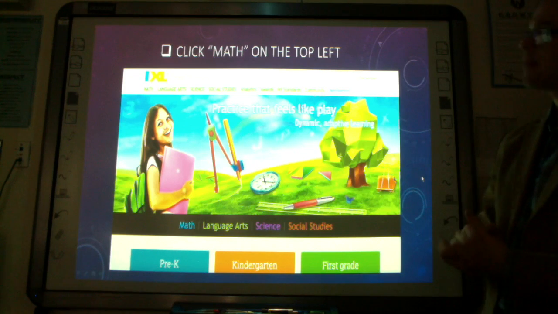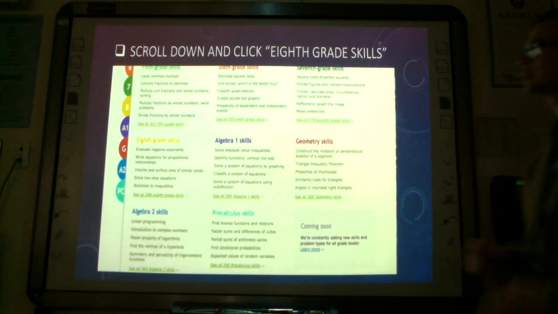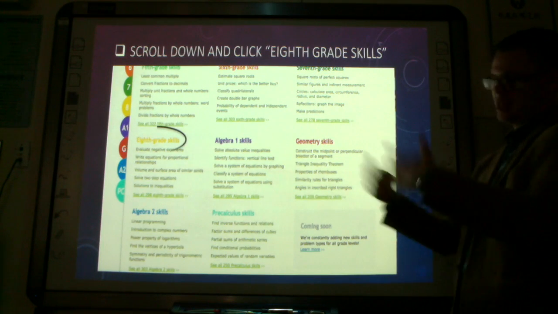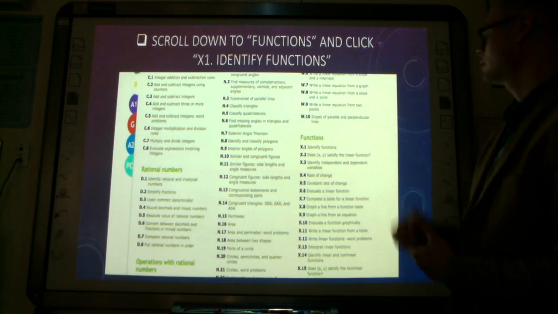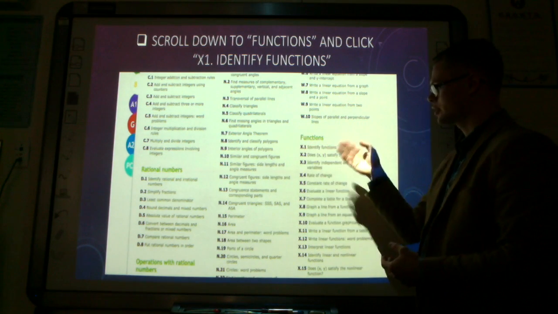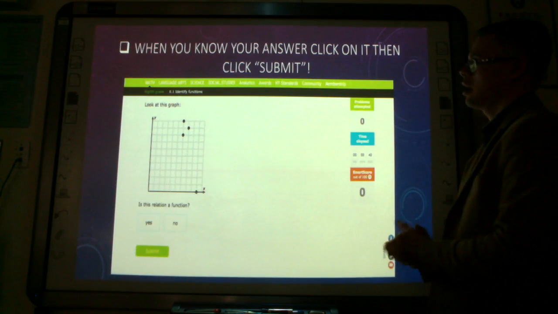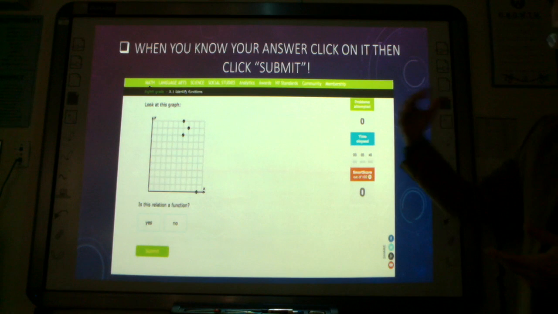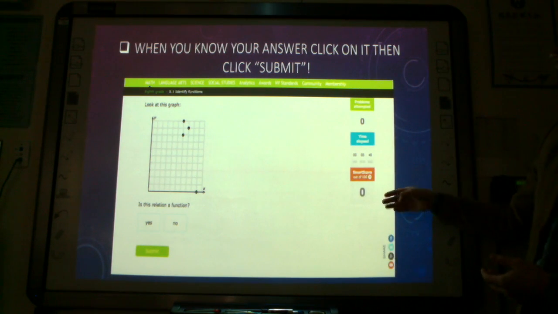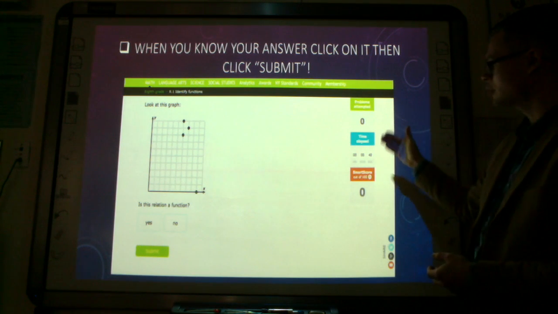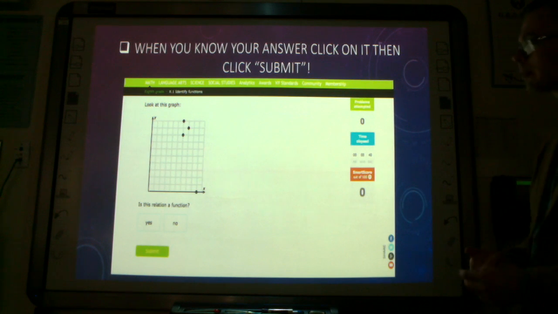And then you're going to click math on the top left, okay? It's right here. Obviously, we're doing math. Here it's 8th grade, so we're going to do 8th grade. Also, we're going to work on functions and identify what functions are. You're going to click X1, identify functions, okay? Alright, and then, this is an example of what you're going to do. This is your SMART score, you've got to get to 100, okay? And this is the amount of problems you're going to do, and don't worry about the time. The time counts up, doesn't count down, so you have all the time, okay?